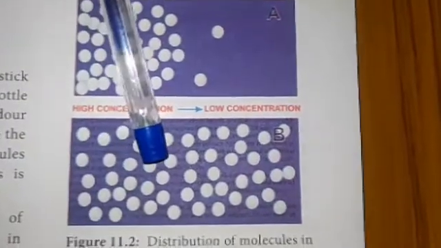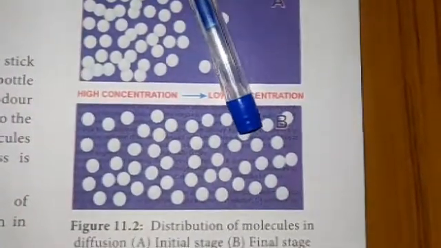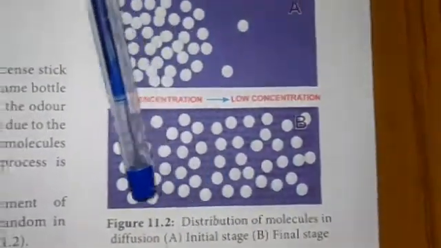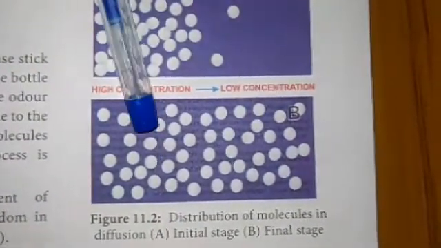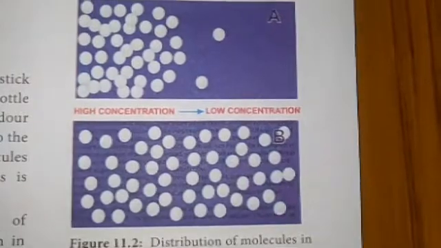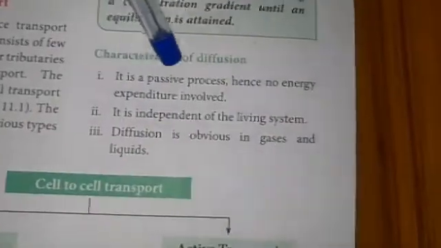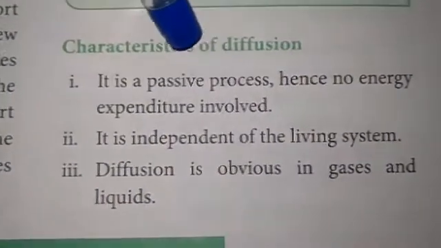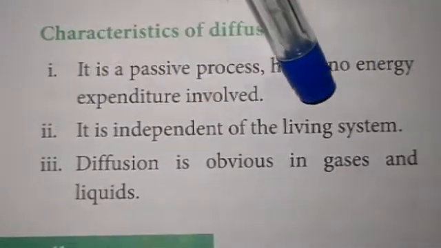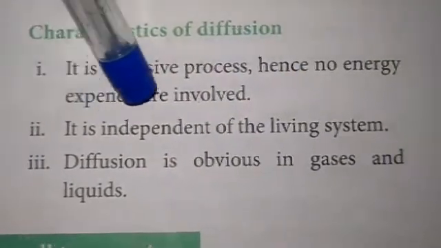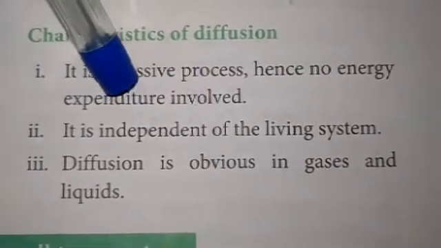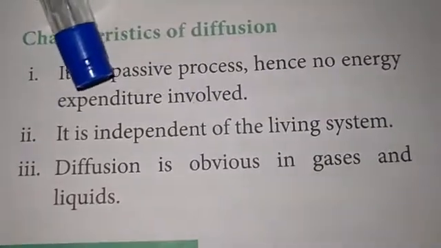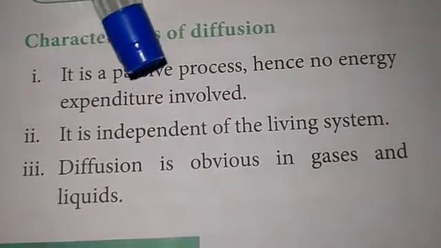In diffusion, the movement of molecules is continuous and random in all directions. The next characteristic feature of diffusion is that it is a passive process. Passive means it does not need any energy, hence there is no expenditure of energy involved. It is independent of the living system; it does not need any energy or help from other cells or organs. Diffusion takes place easily in gases and liquids compared to the solid state.